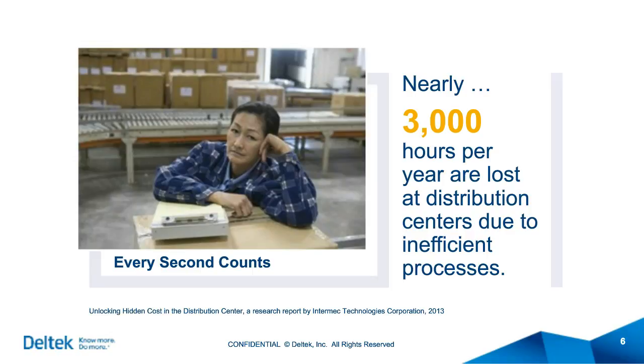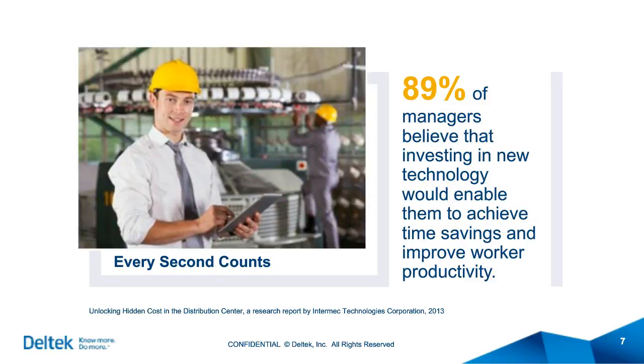What that really equates to, according to the Intermec studies, is that there are about 3,000 hours that are lost at the average distribution center annually. And about 89% of the managers out there really understand that they can improve their operations and improve worker productivity by automating. But again, they've been limited by not having real-time access back to their ERP system. And this is where Deltek Costpoint and RFgen have teamed up.